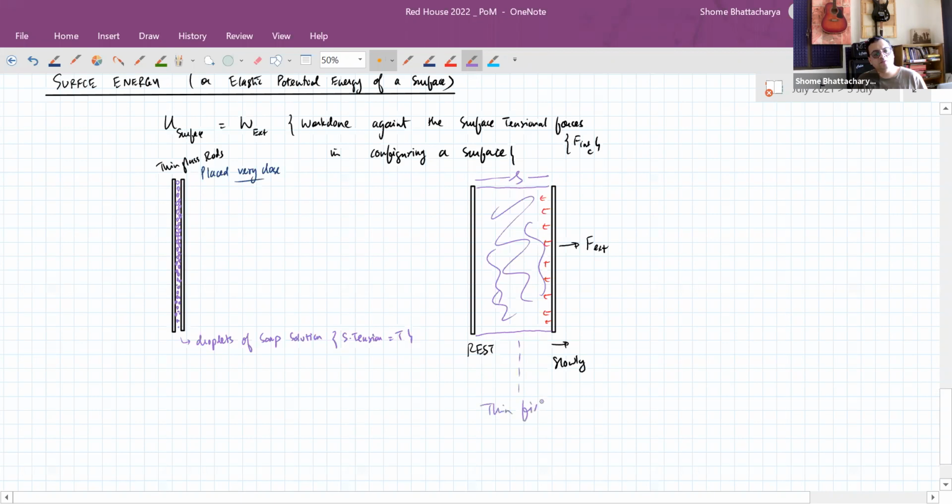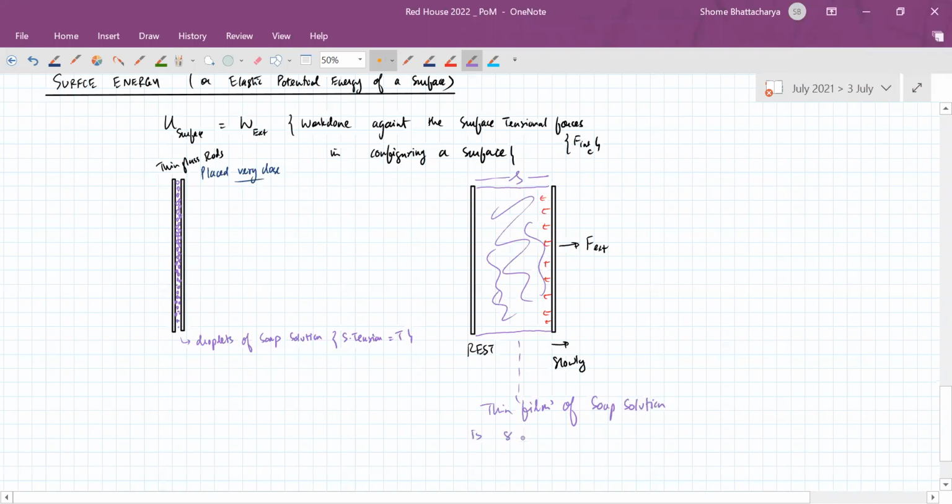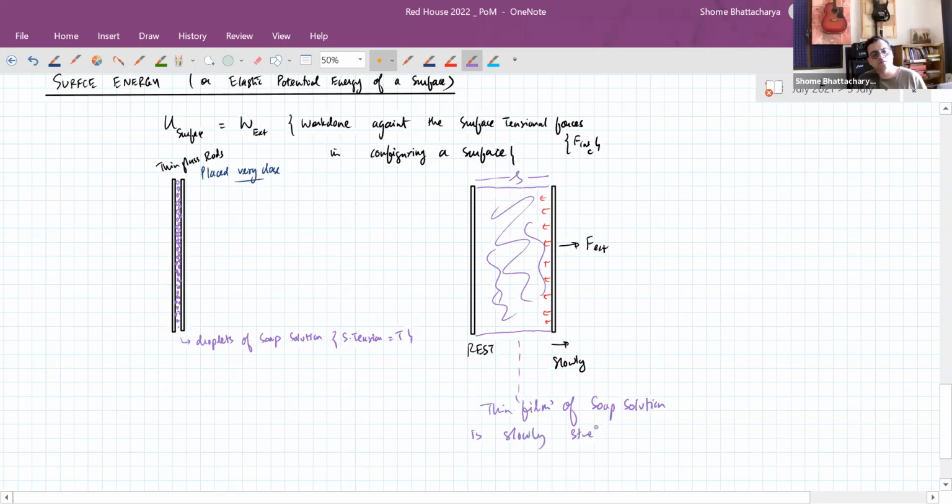So a thin film of soap solution is slowly stretched out in this manner, and as a result of that, the work done by this external force is stored as surface energy in it.